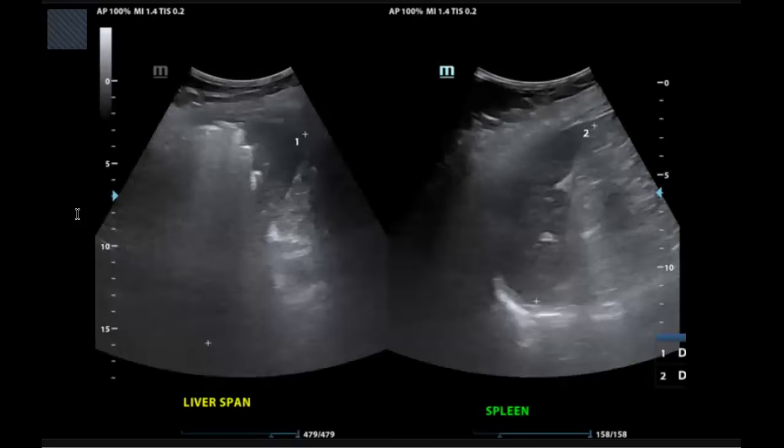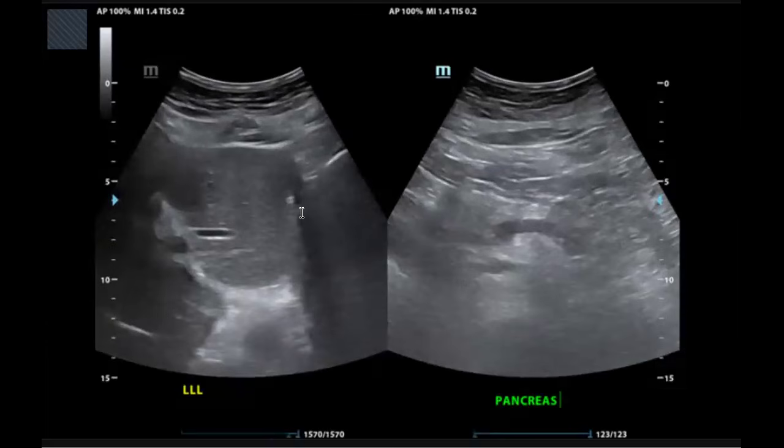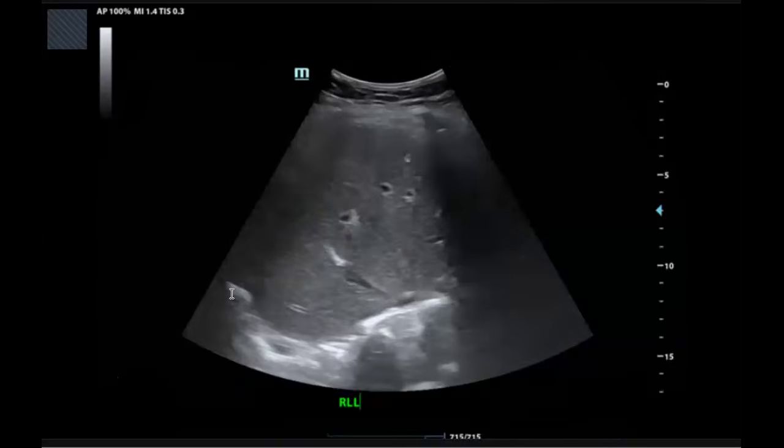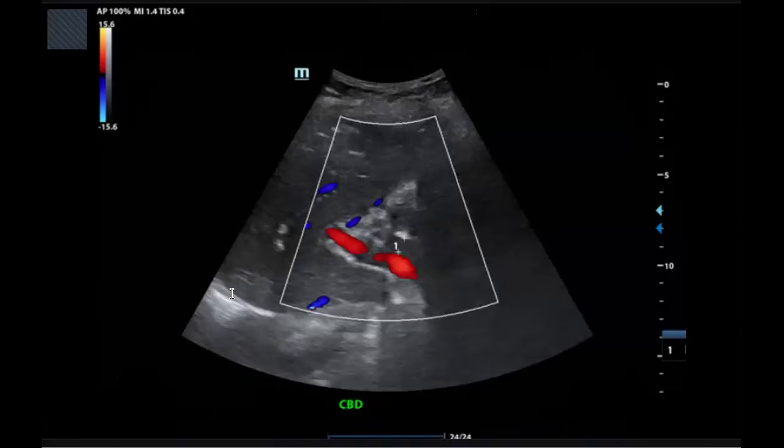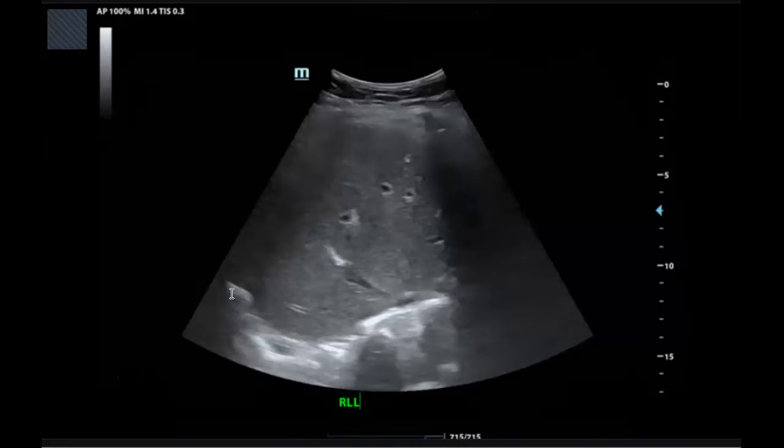Okay, we did an ultrasound. You can scroll through the ultrasound first. These are the grayscale ultrasound images taken from the abdominal probe. First, I would like to have a look at the ultrasound images.